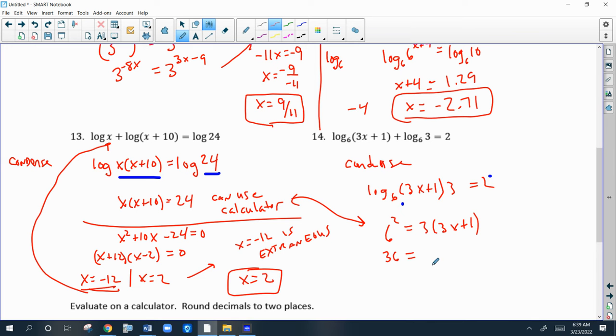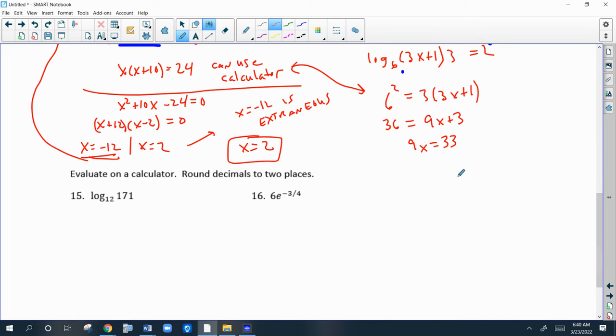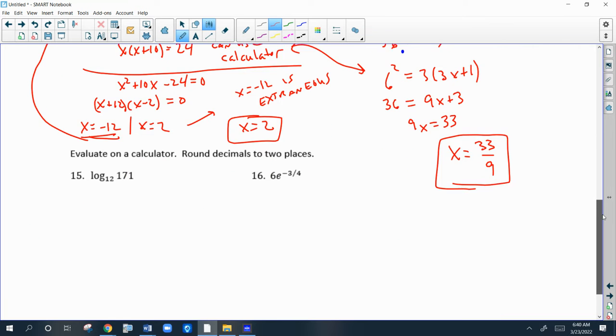That's 36. Multiply the 3 through, 9x plus 3. So we're going to subtract 3. So we're going to have 9x equals 36 minus 3. And divide by the 9. And we have a solution of x equals 33 over 9. And that's the answer. And again, check that on the calculator.